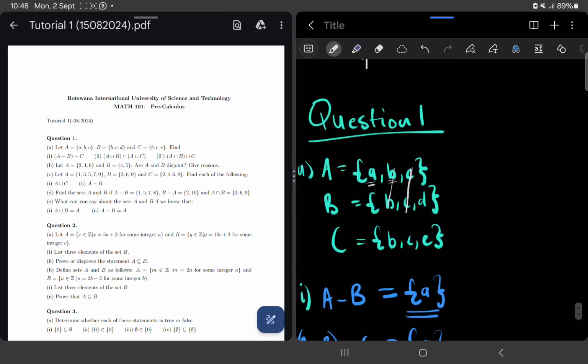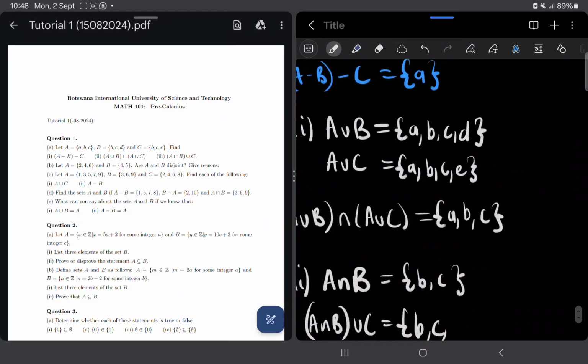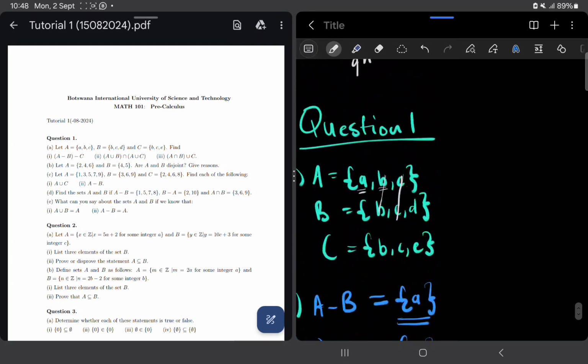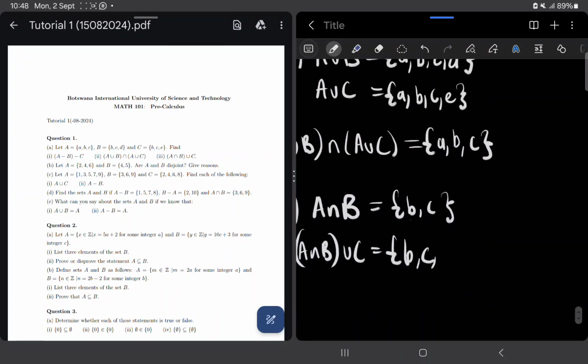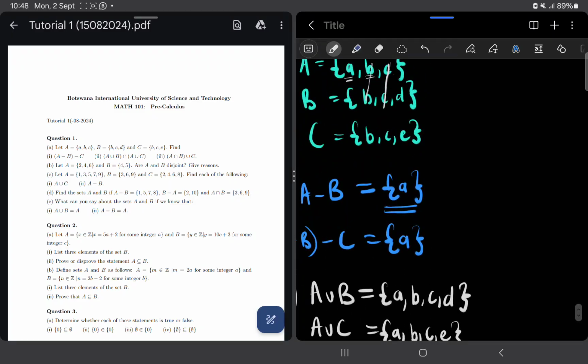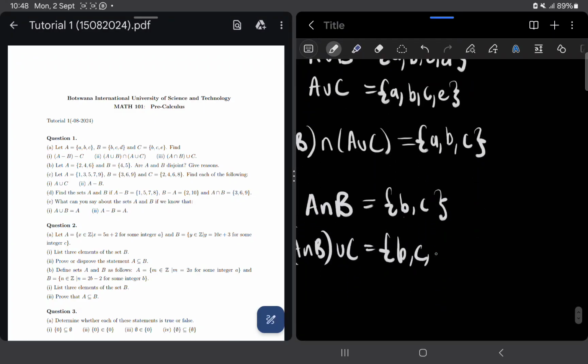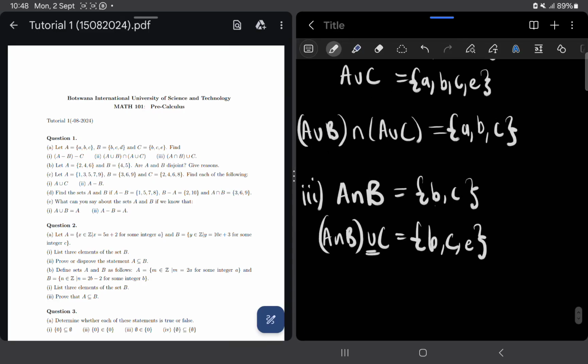Then we check the next one. D, is D there in A intersection B? No. Is it there in C? No, so we can't bring it. Then E, is E there in A intersection B? No. Is it there in C? Yes, so we can bring it. Because it just has to be in one, it doesn't have to be in both. That is for this union. It's different from intersection. Please don't ever be confused there.